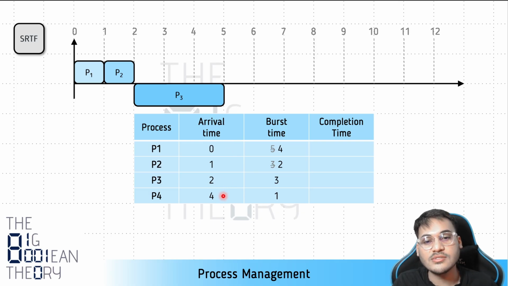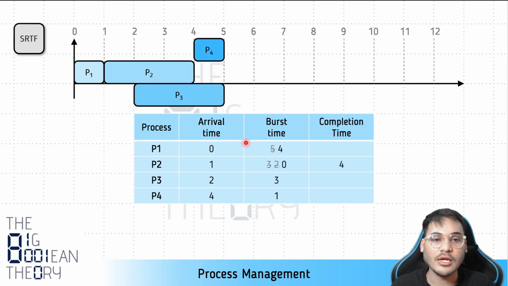The next process does not arrive until t equals 4 milliseconds. So from t equals 2 to t equals 4, we are sure that process P2 is the process which has the shortest remaining time first. So P2 gets to execute for 2 more milliseconds, that is from 2 to 4. And then it finishes because its total burst time was 3 milliseconds. So from 1 to 4, P2 completes its execution and it exits the system.